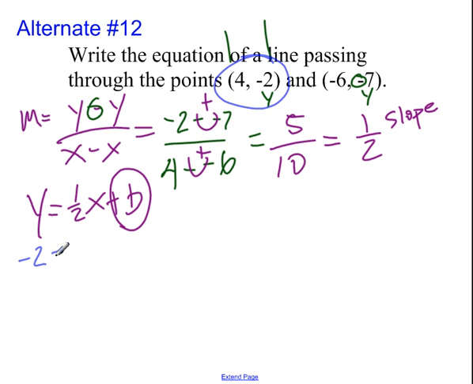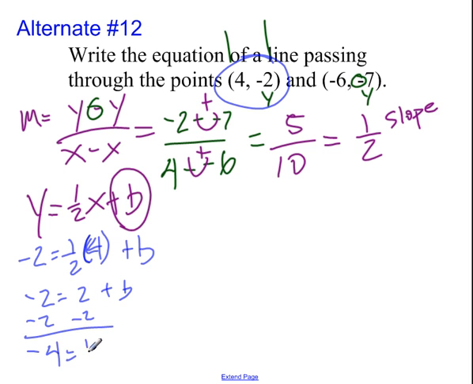Negative 2 equals 1/2 of that 4. Oh, I couldn't decide what I want to write there. I'm going to put it in parentheses. So I got 1/2 of 4 is 2, so I got negative 2 equals 2 plus b. I'm going to subtract that 2 from both sides and get negative 4 equal to my b.